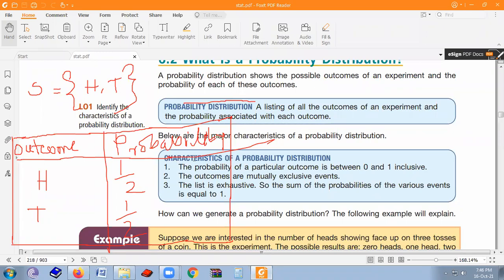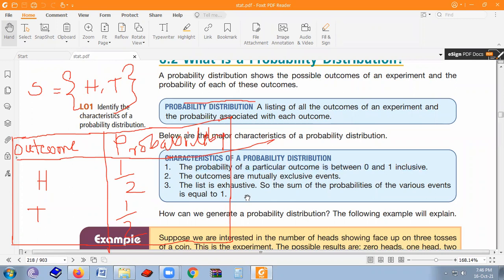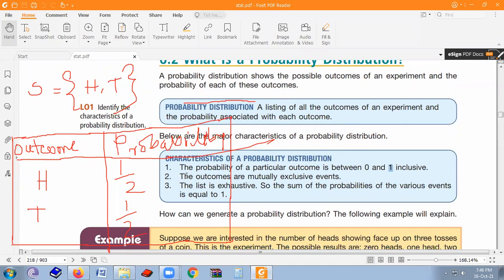Then the characteristics of a probability distribution. The first is that the probability of a particular outcome is between 0 and 1 inclusive. That means the probability for every outcome must be 0, 1 or within 0 and 1, like 0.5, 0.6, 0.2, 0.3, 0.22. Then the outcomes are mutually exclusive. For example, head and tail are mutually exclusive. That means when head occurs, tail does not occur.